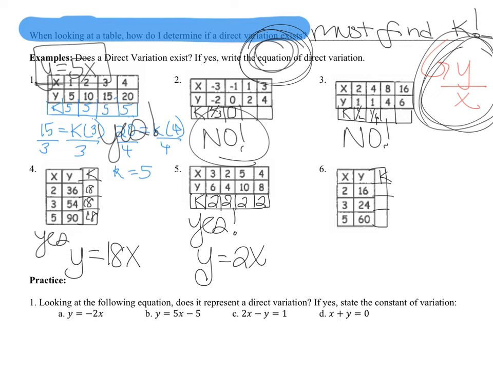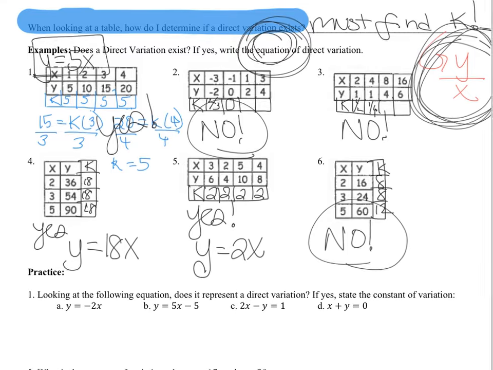And the last one. Find k. How do I find k? Y divided by x. 16 divided by 2 is 8. 24 divided by 3 is 8. 60 divided by 5 is 12. Is this a direct variation? No. Why? Because your k values do not all match. They have to all match in order for a direct variation to exist.